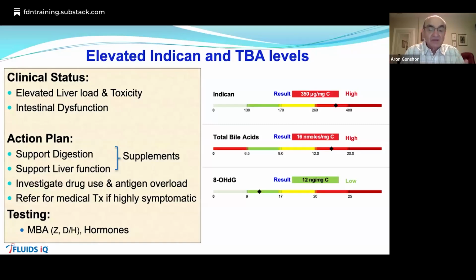You've got to support their liver function with supplementation, with many of the other things that one does for detoxing the liver. Investigate, remember, investigate their drug use, always. And I'm talking both medicinal drugs and recreational drugs. If there is a real problem, you may have to refer to various medical treatments and so on if they're getting to a very dangerous level.